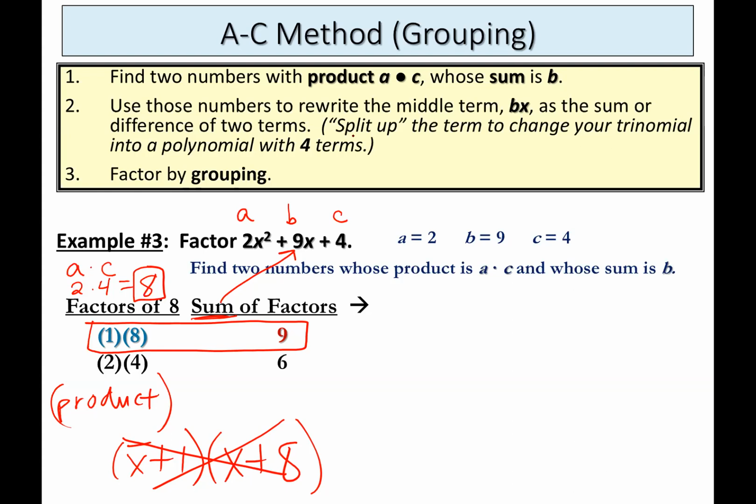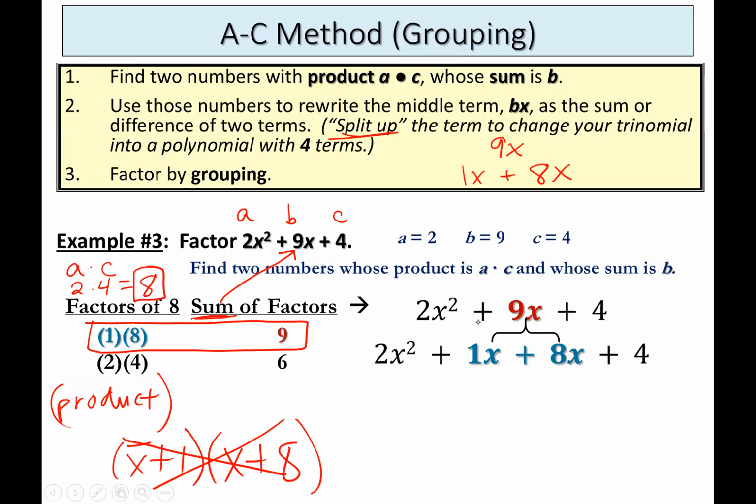We're going to now split up that middle term. So this 9x is about to be split apart into 1x plus 8x. That's what we mean by split up. It's kind of the opposite of combining like terms. We're splitting apart like terms. Okay, so this is the splitting up step right here.